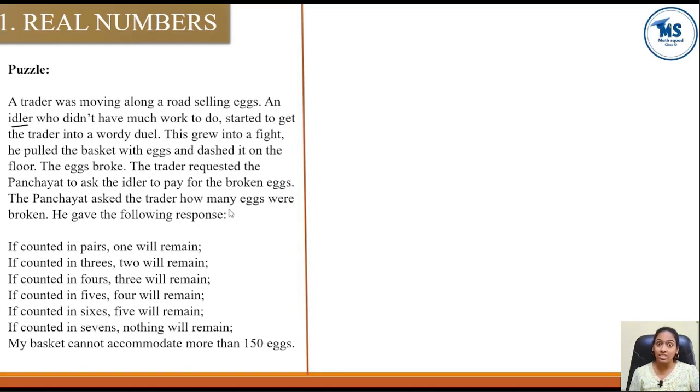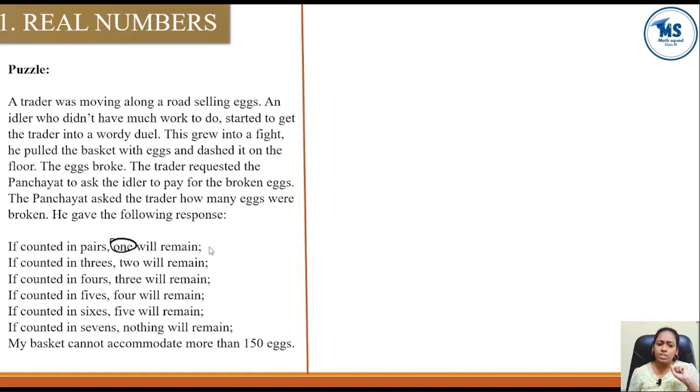So this trader was a math geek, and so he didn't tell the number exactly. Instead, he threw a puzzle for them. Okay, let's solve this puzzle. What he said is, if counted in pairs, one will remain. That is, if the eggs are counted in pairs, like two eggs as one unit, then one egg will be left out. It will not have a pair.